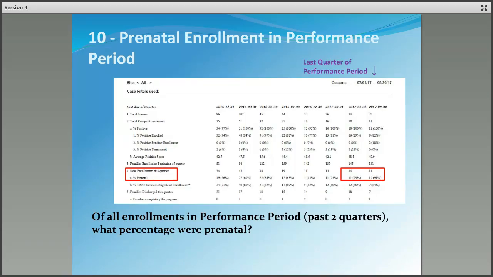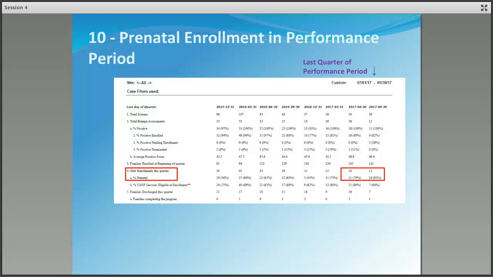In the report looking at quarterly program information for 8 quarters, we set our time period to the last quarter. So the last 2 columns are the last 2 quarters, which is our performance period. So of all of the new enrollments for these 2 quarters, what percentage were prenatal?